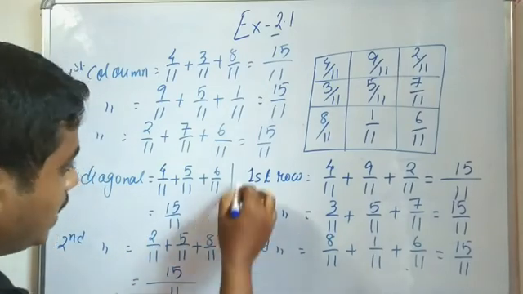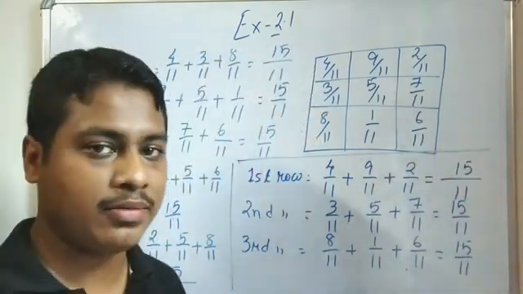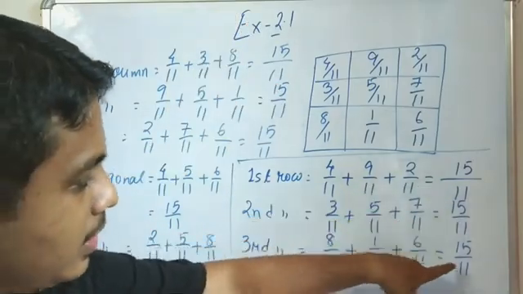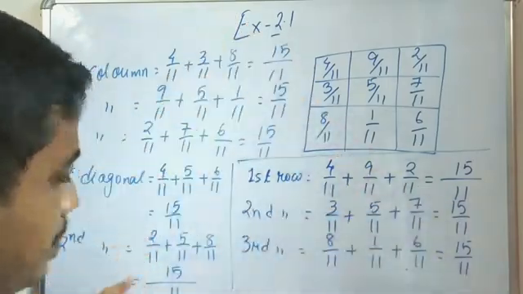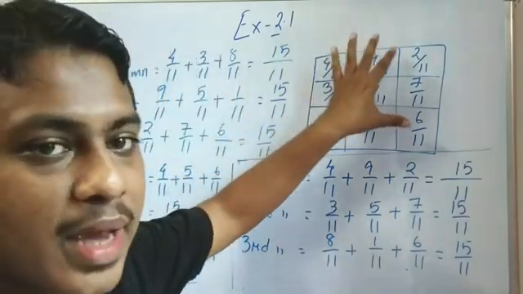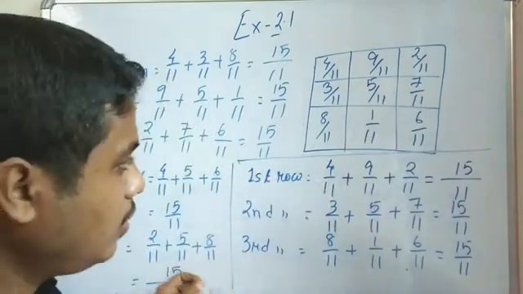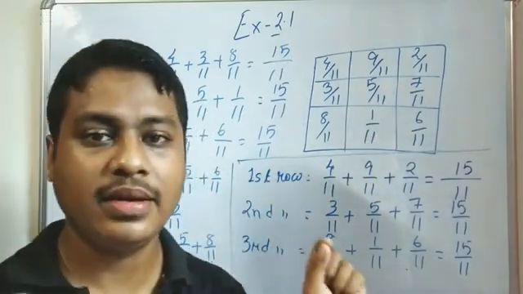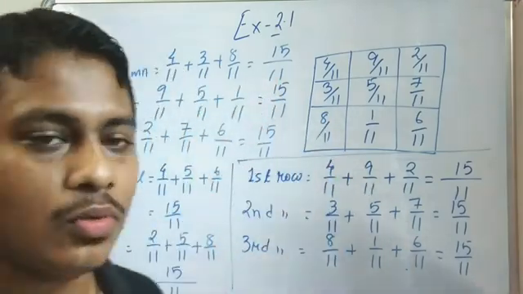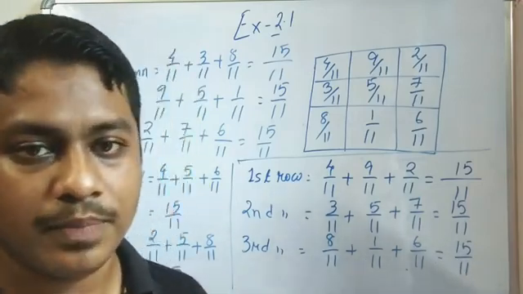Now you can see that for all the rows, columns and diagonals that we have done, the values are all equal. See, 15 by 11, 15 by 11, all the values are 15 by 11 only. That means we can consider this as a magic square. Below this you have to write, so this is a magic square. Please note it down from here. While noting it down, pause the video, write the values, then continue with the video.